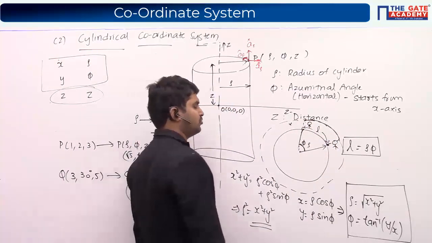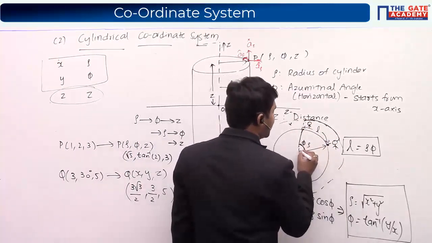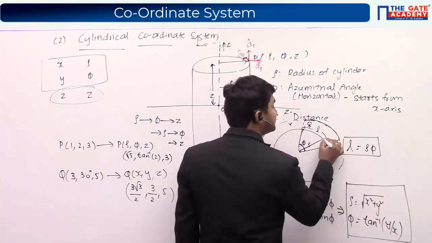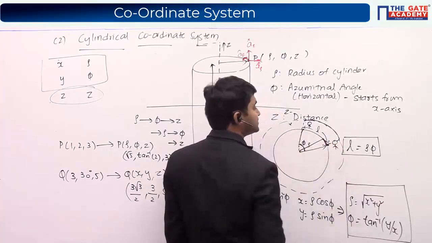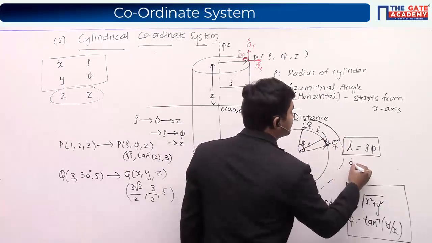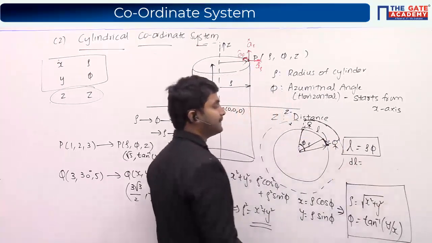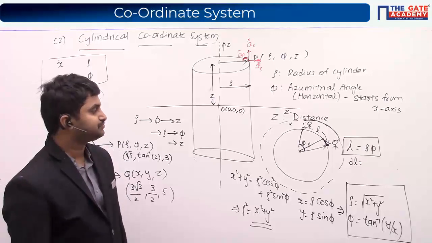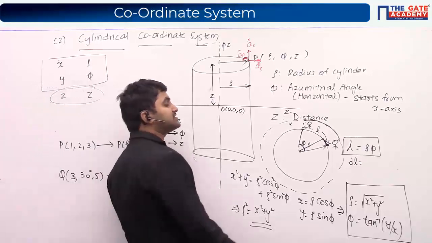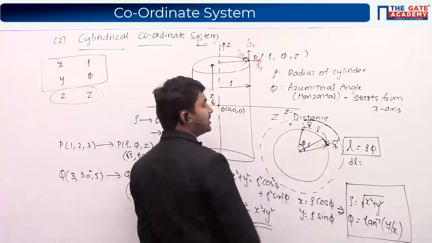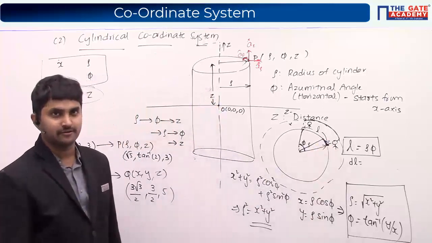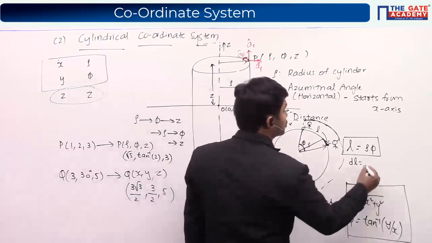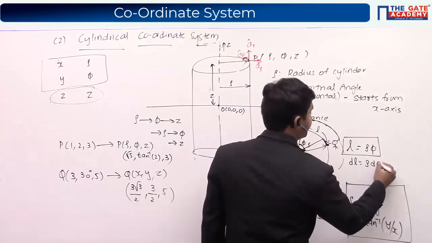Now, if this distance which is covered is going to be a very small distance, then how can I write this very small distance, the differential length, as? If I am covering a very small distance over here, then how can I represent it? I can write it as rho multiplied by d phi.